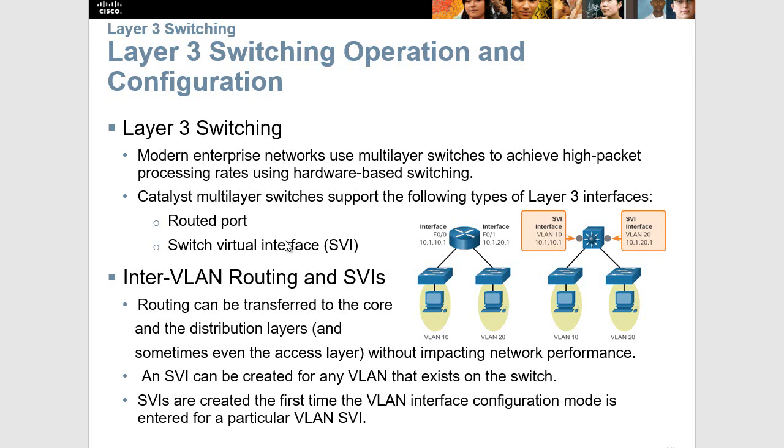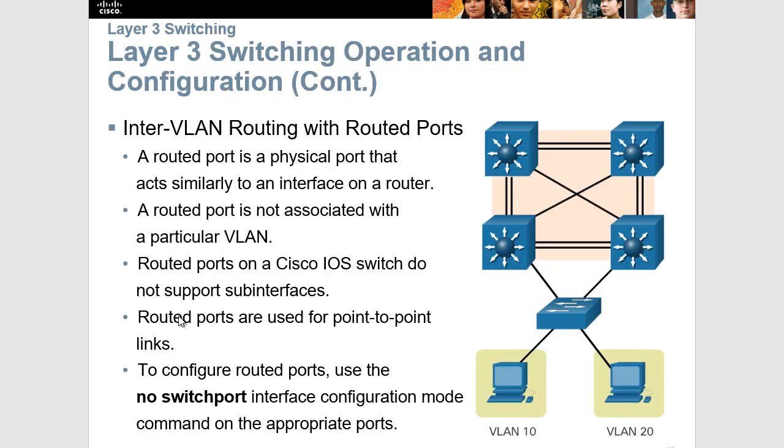You don't need to use sub-interfaces. What you do is use something called a switch virtual interface. The layer 3 switch can also act as a router when you're in a point-to-point situation or trying to connect to some type of security device. The only downside is they're really expensive. So your modern enterprise networks will use them for speed and efficiency. So let me go back here.